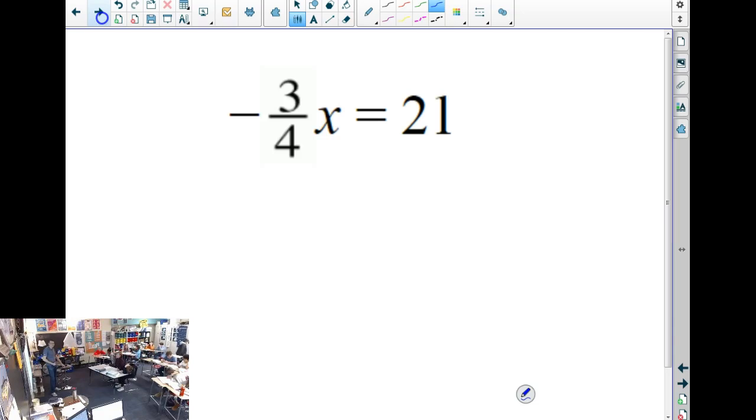Brendan, what is the reciprocal to the coefficient up here? Negative what? Be careful. What did I ask? I asked what's the reciprocal. It's the reciprocal of the coefficient. So back yourself up. What's the coefficient? Negative 3/4.